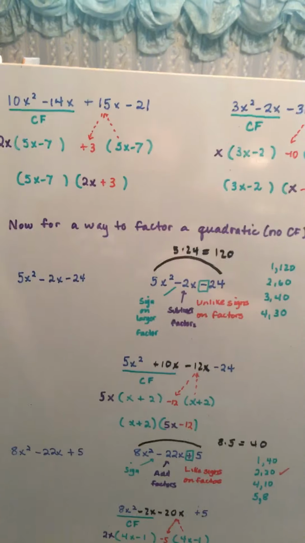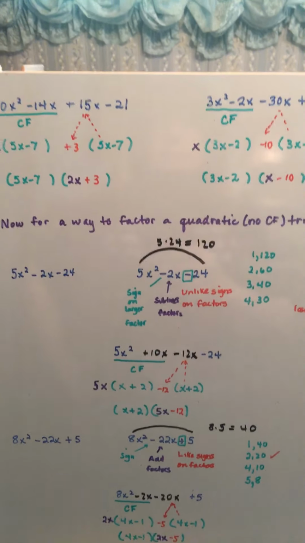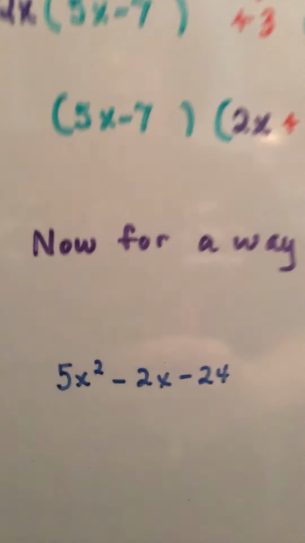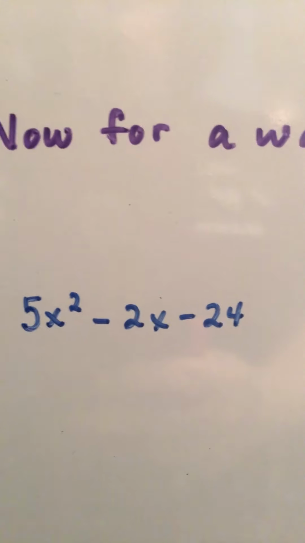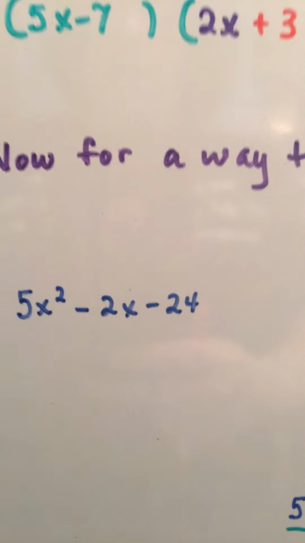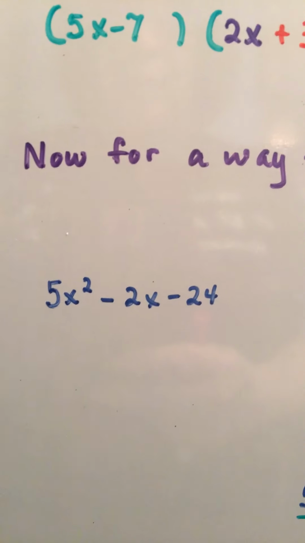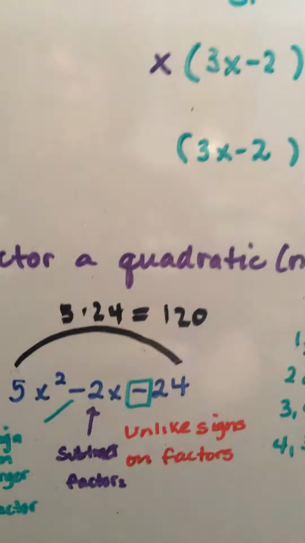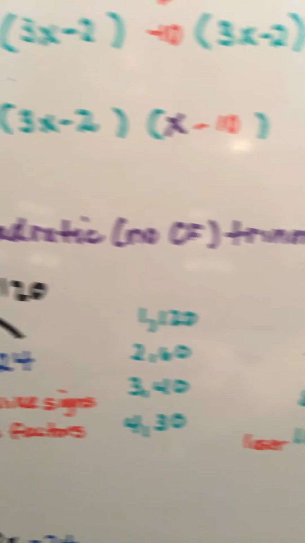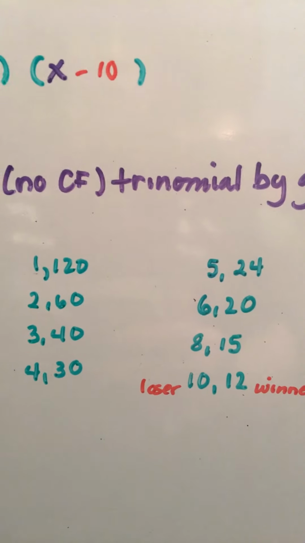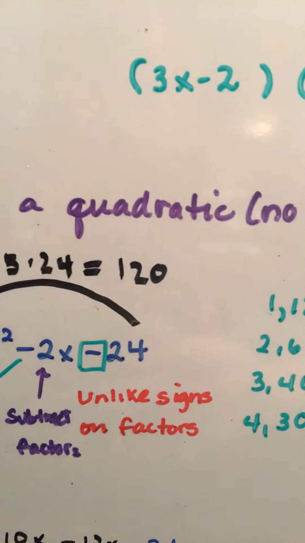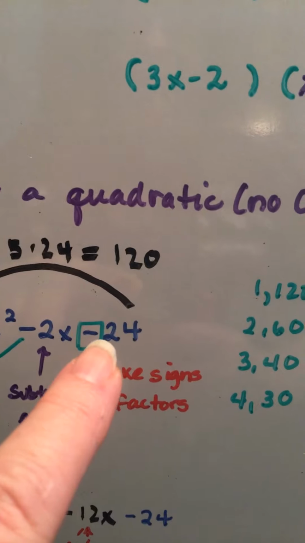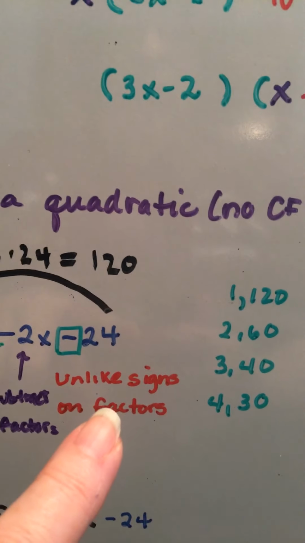Now, I'm going to do this for when the quadratic has no common factor, but the leading coefficient is not 1. Maybe 3 things are slightly different. First, I have to take the first times the last, so I get 120. Yes, I'm still going to list all the factors. But I'm not looking for 24, I'm looking for 120, but I need this sign. It tells me they're unlike.